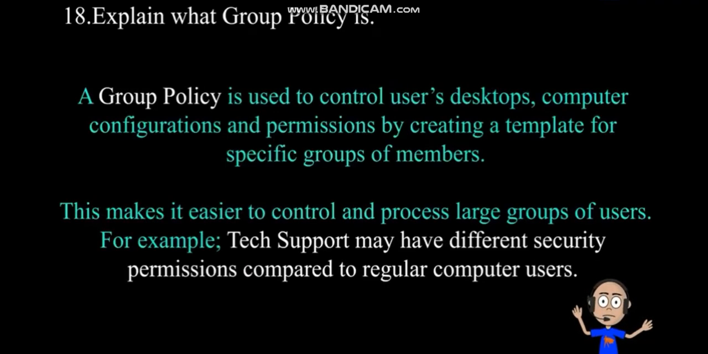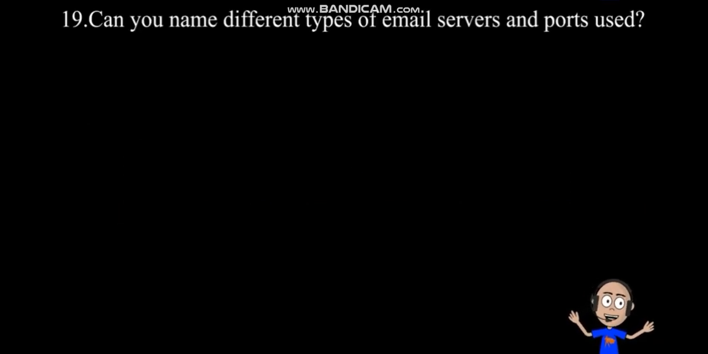Explain what group policy is. Group policy is used to control users' desktops, computer configurations, and permissions by creating a template for specific groups of members. This makes it easier to control and process large groups of users. For example, tech support may have different security permissions compared to a regular computer.